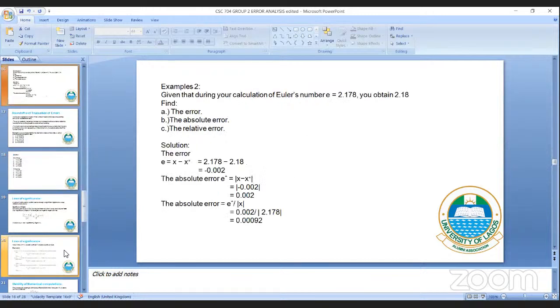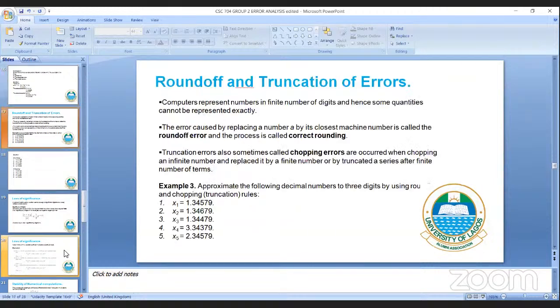This is still the same, like an example similar to the former ones. You get your error by taking the value of E and the value of the other E, and you plug them into the formula and get your value. You get your E value, the absolute error and the relative error.